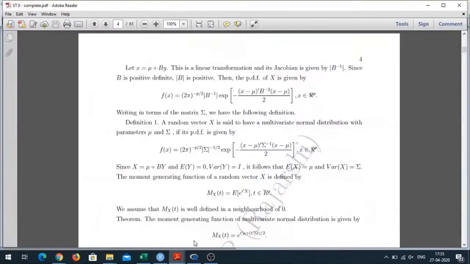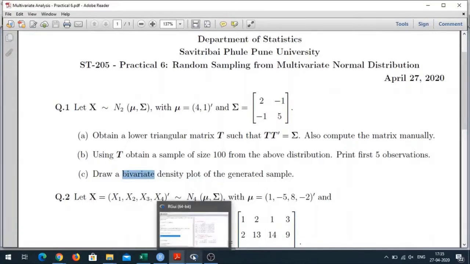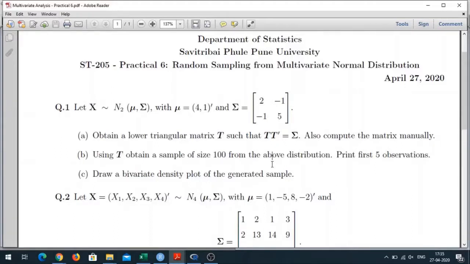So, okay, this finishes the second thing. And the third part says draw a bivariate density plot of the generated sample. So for computing density, I need the formula. And then we will use that formula to get density and then we'll draw a 3D plot.